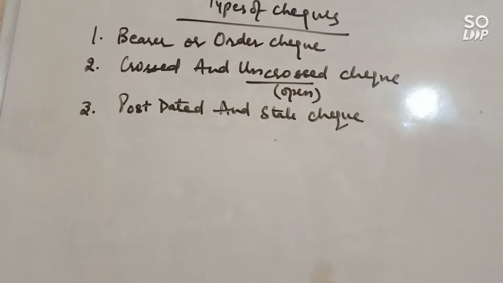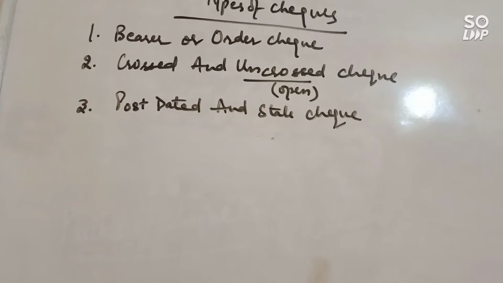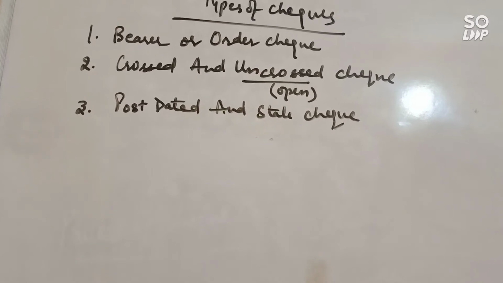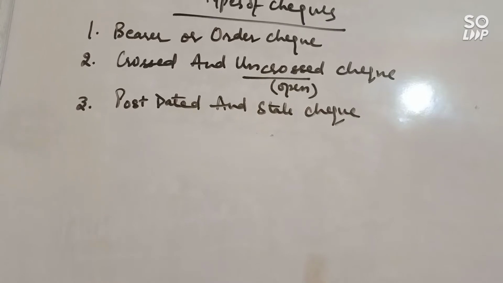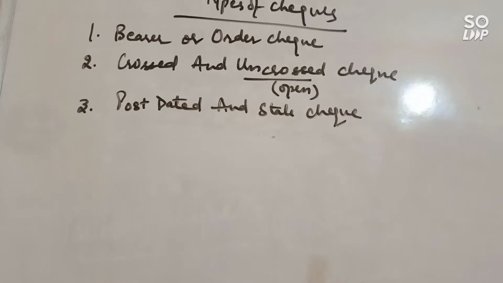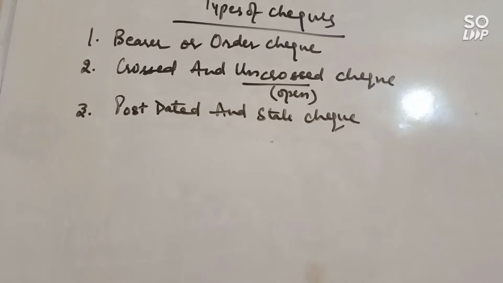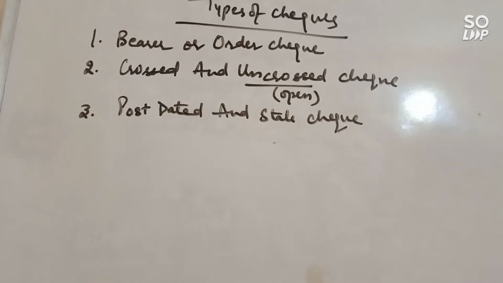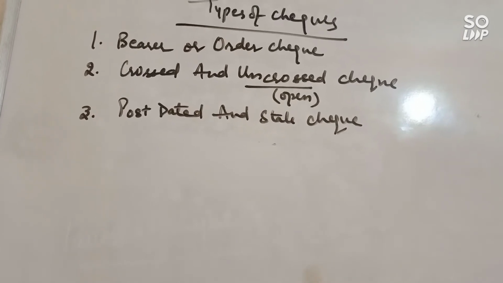The second category is crossed and open check. This is a further category of order check. Crossed and uncrossed we have already discussed. Crossed means the amount is transferred into the account of the payee. Uncrossed means it can be encashed at the cash counter.